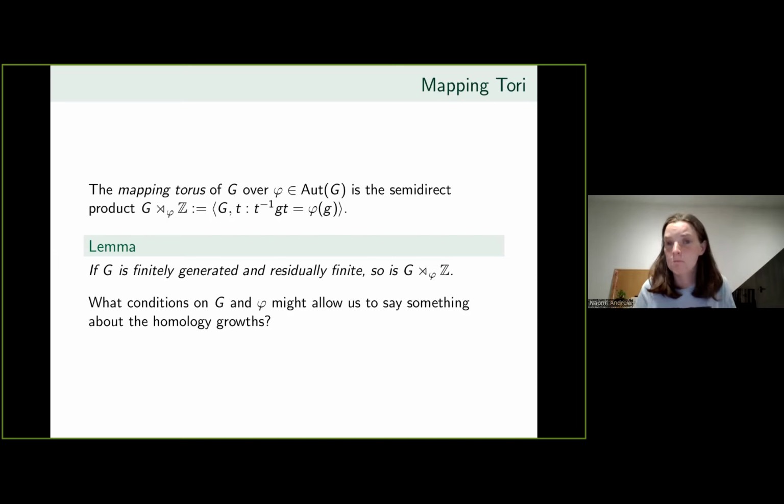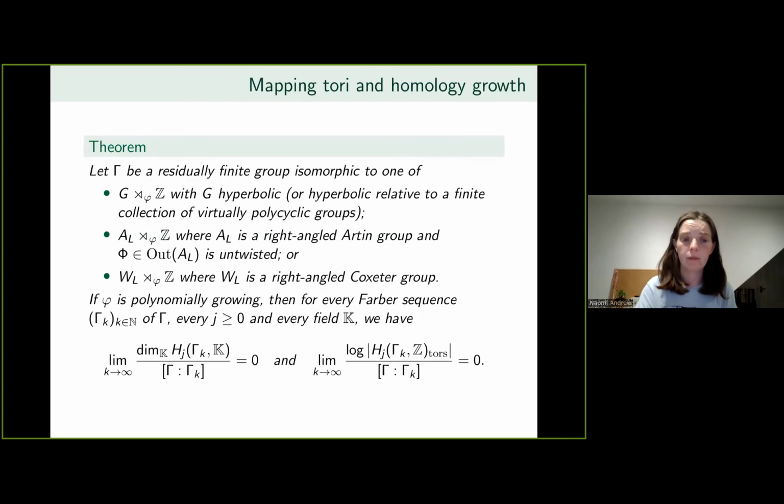And saying everything about every group that arises this way might be too much, but I'm going to tell you about some conditions on G and on phi that are going to allow us to say something about how the homology grows or doesn't, as the case might be.